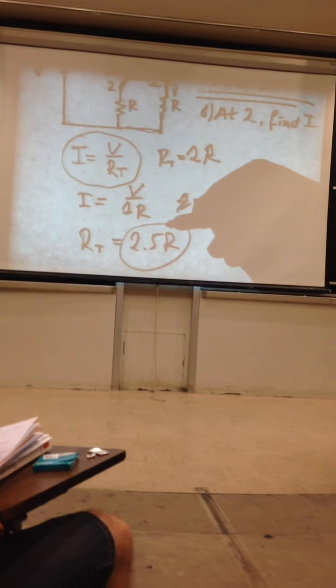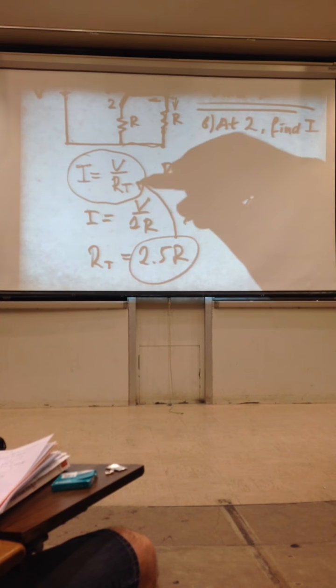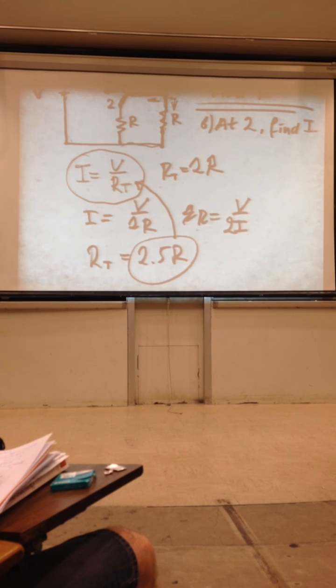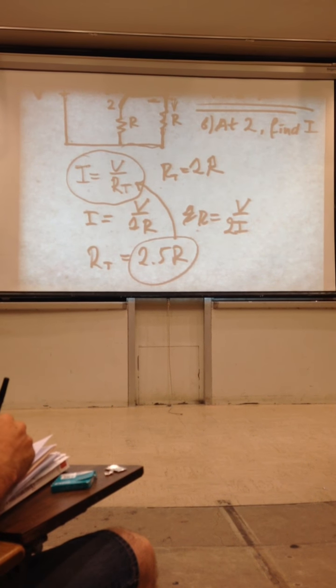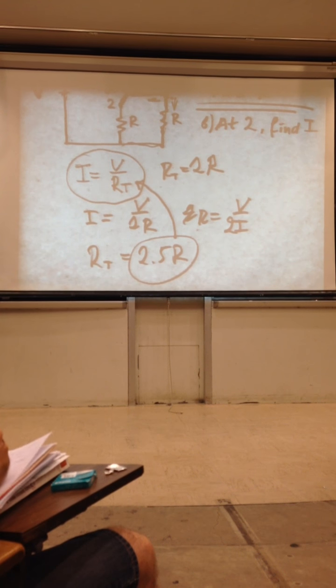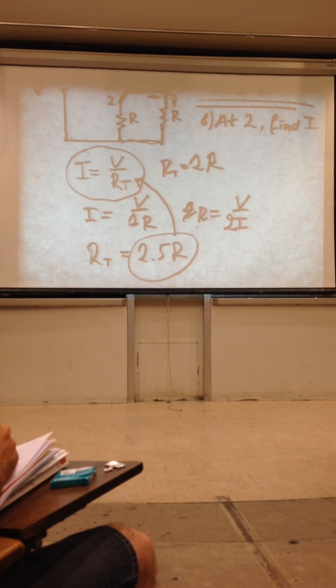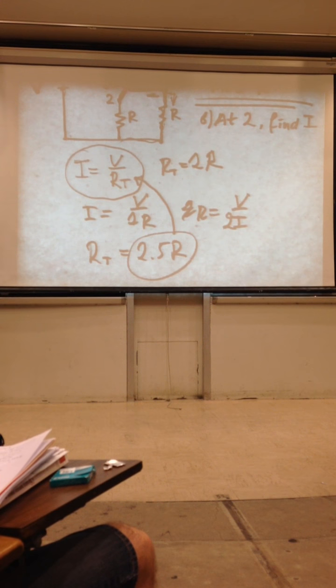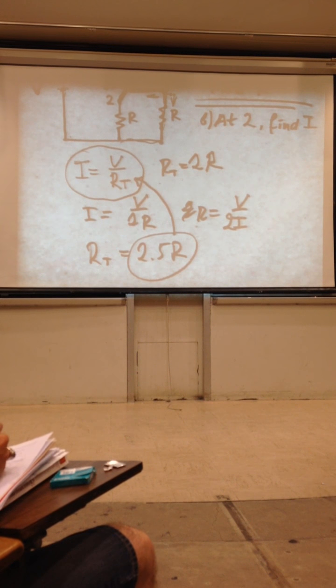For part 2, replace this total resistance with this; the voltage is given. Your task is to determine the equivalent resistance at position 1 and position 2.